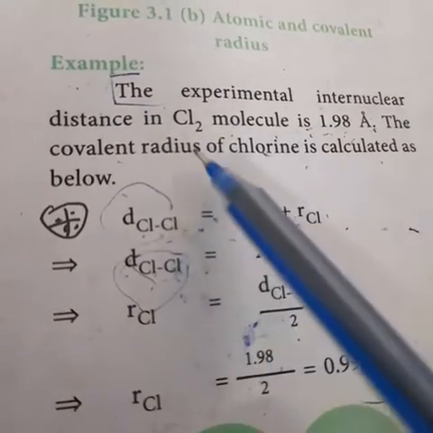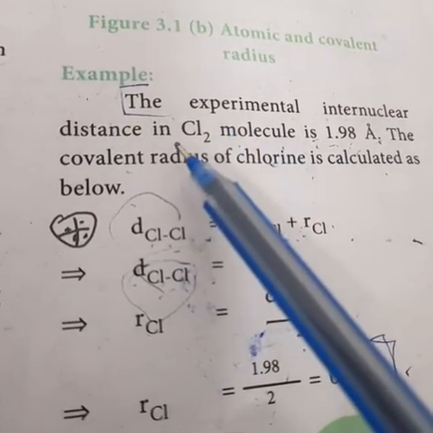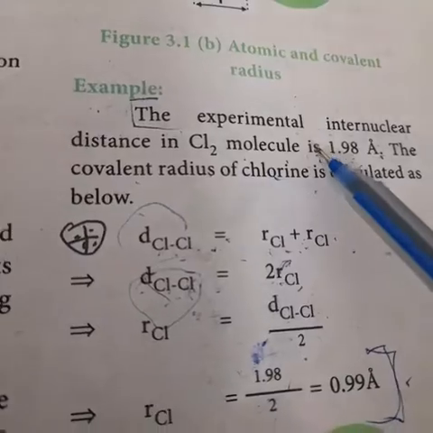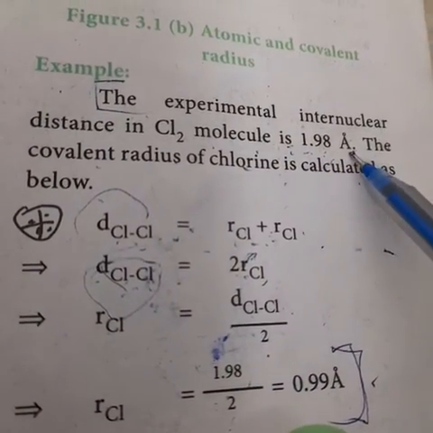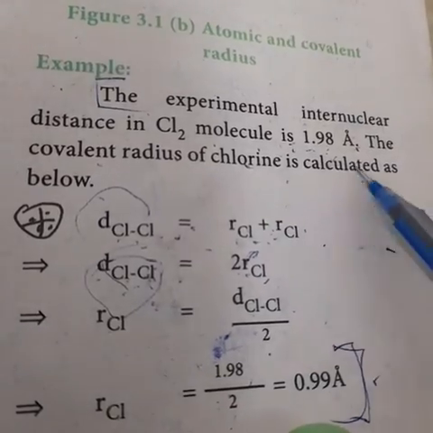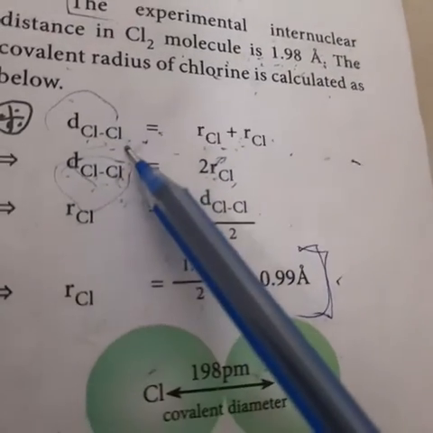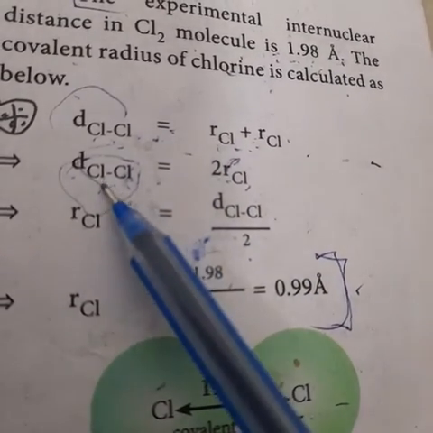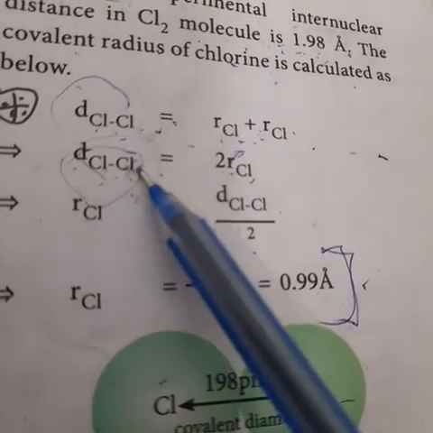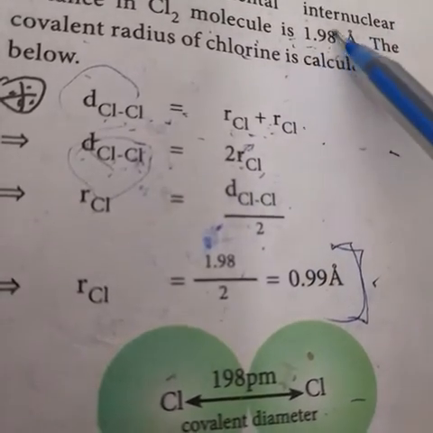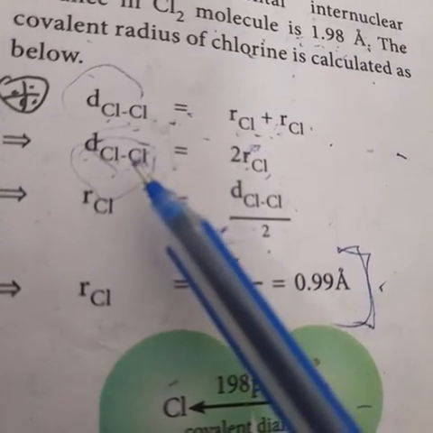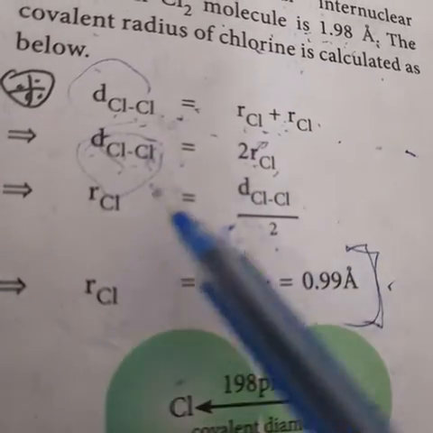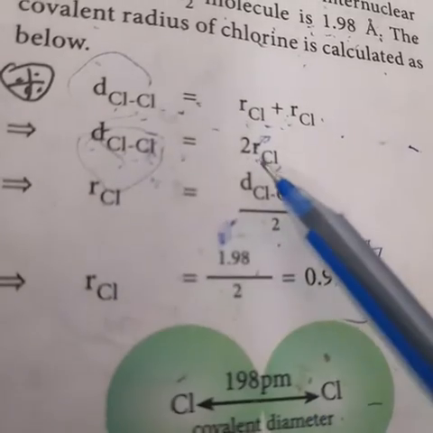And what is the third question? How to calculate the covalent radius of chlorine? There is an example here. The experimental internuclear distance in the chlorine molecule is 1.98 Angstrom. The covalent radius of chlorine is calculated as below. d(Cl-Cl) = R(Cl) + R(Cl), where d(Cl-Cl) is the internuclear distance of the chlorine molecule, given as 1.98 Angstrom. Understood? It is equal to 2R(Cl).